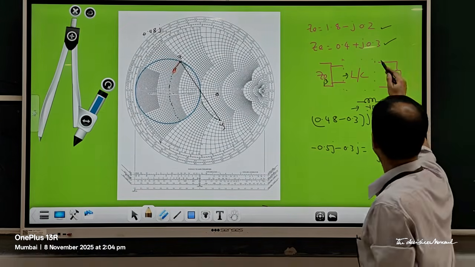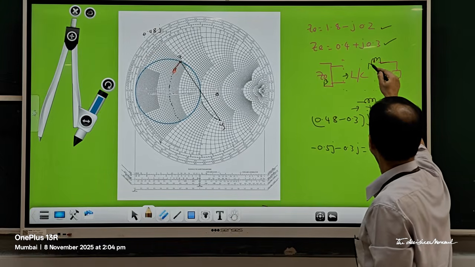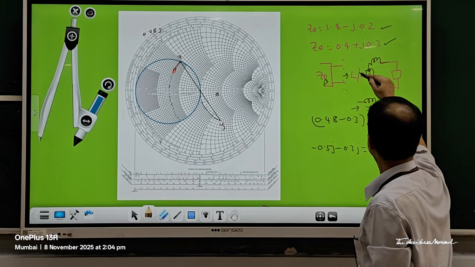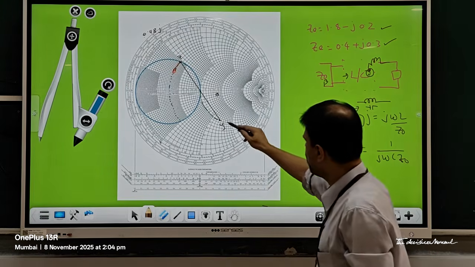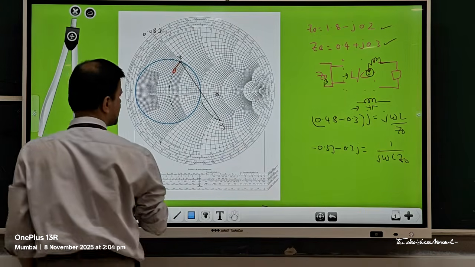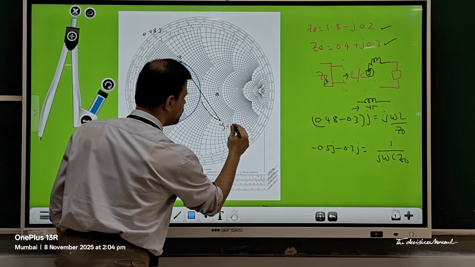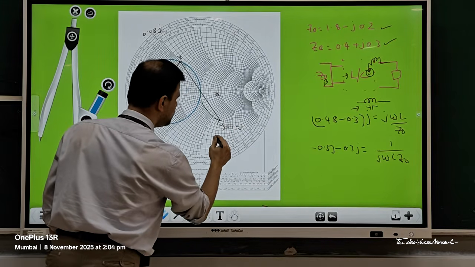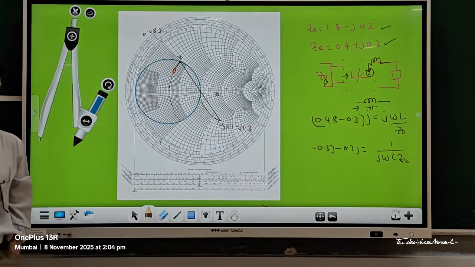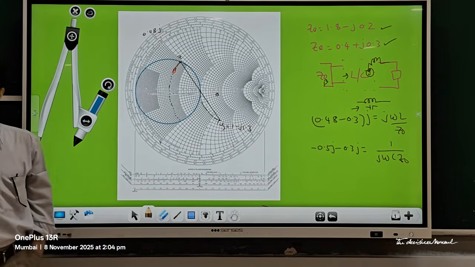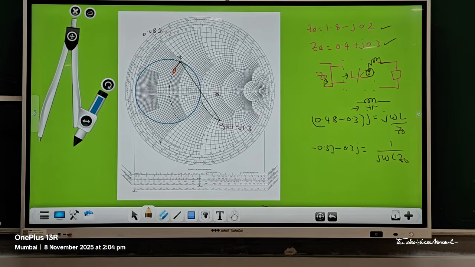Earlier you have added a series inductor. Now you are over here, but now you are considering Y. So whatever you are going to do on the circuit level now will be done in the shunt or parallel case. You are already on the R1 circle. What is the admittance over here now? 1 minus J1.3, it is the value of the susceptance.